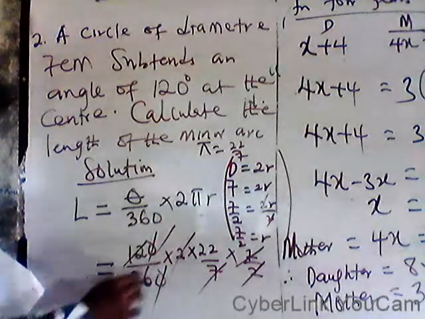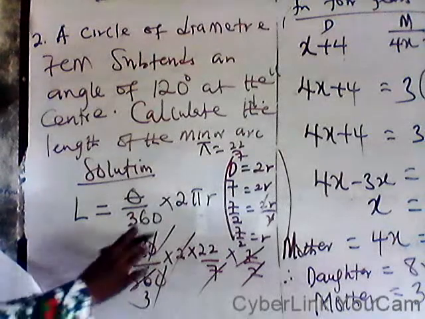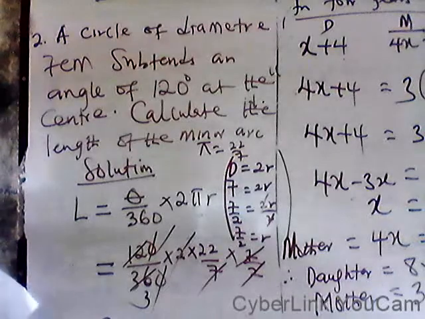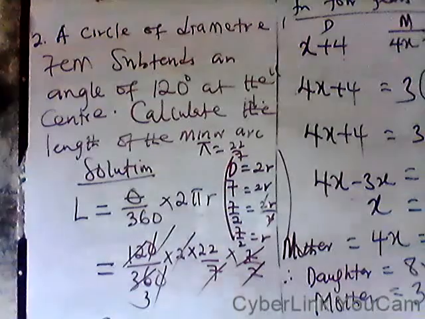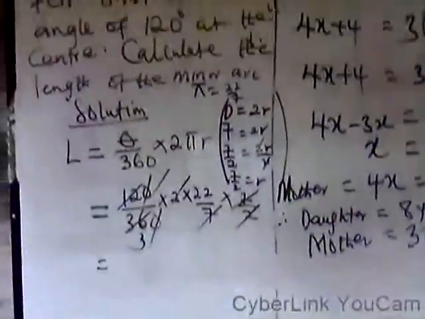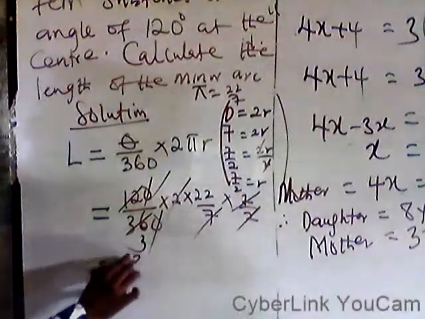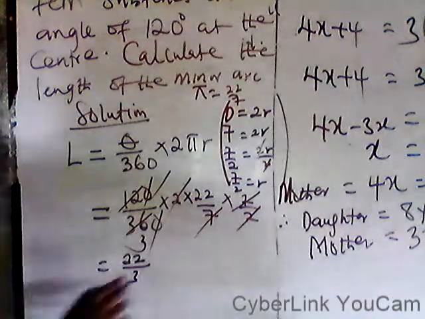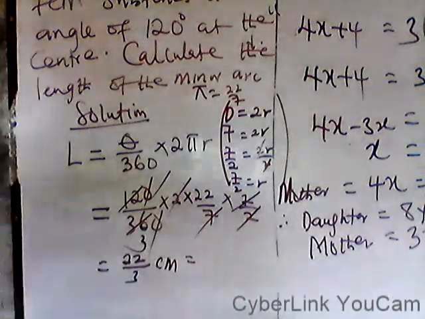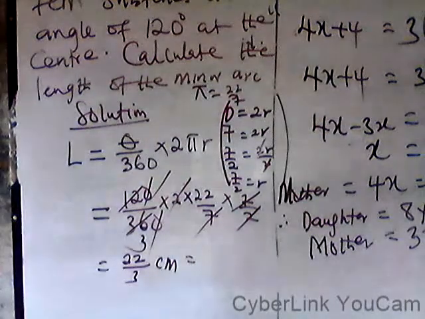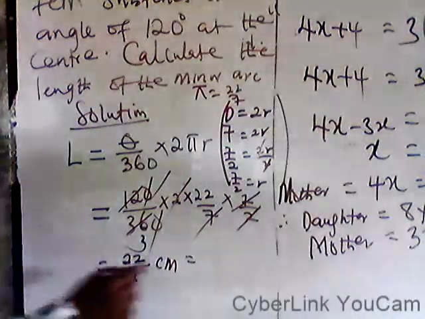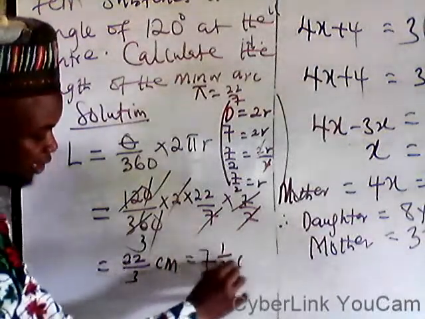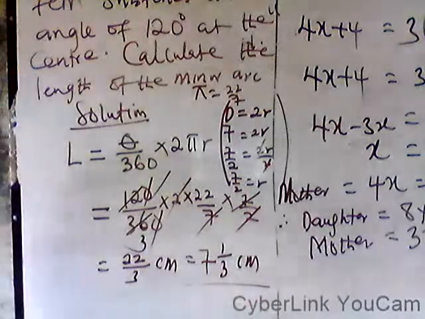12 here 1, 12 here 3. So what do you have? We have 22. We're going to have 22 over 3, right? Centimeter. But this one is an improper fraction. So let's take it to proper fraction. That is, 3 in 22, that is 7, remainder 1 centimeter. So this is what you are going to get.